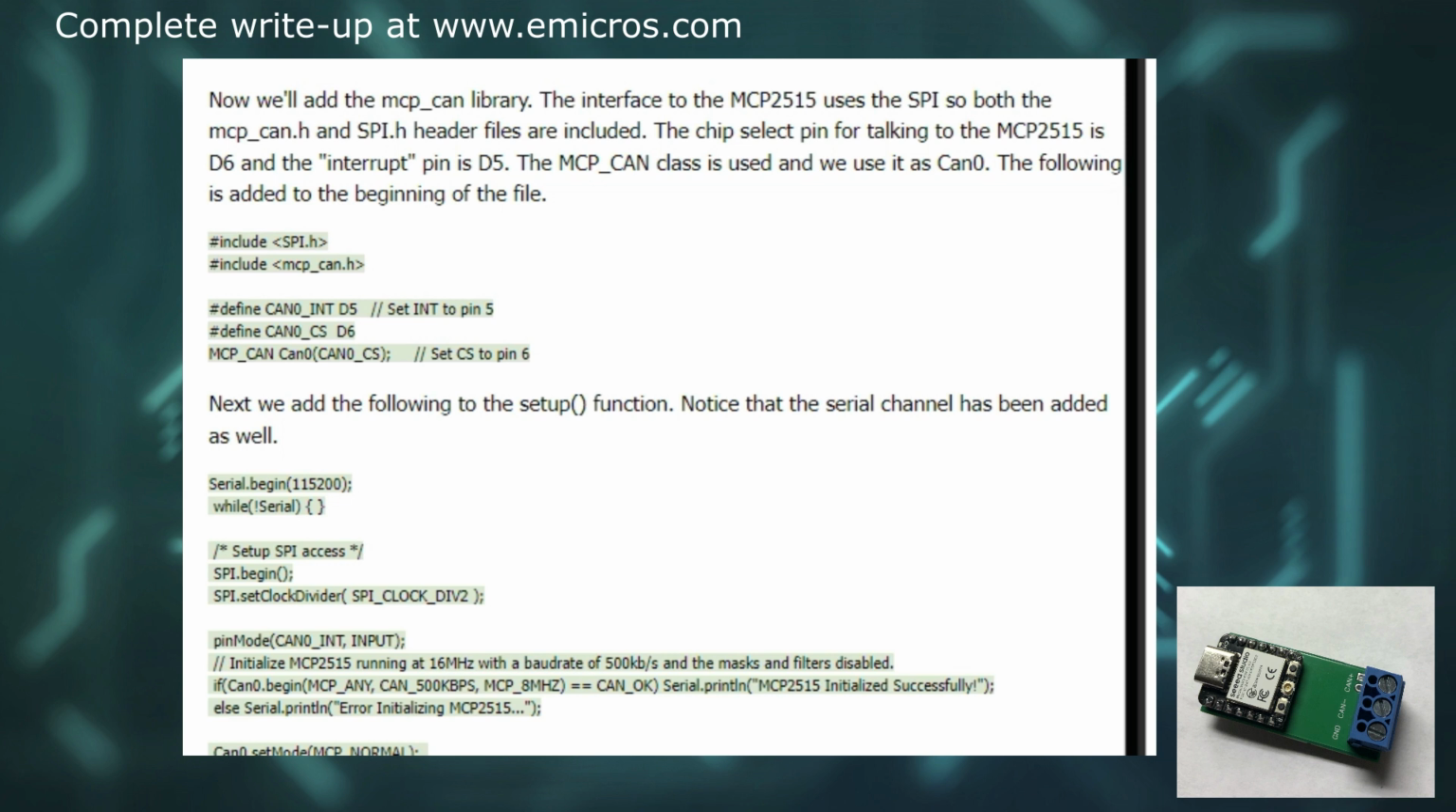Now we'll add the MCP CAN library. The interface to the MCP2515 uses a SPI, so both the MCP_CAN.h and SPI.h header files are included. Those are shown here. The chip select pin for talking to the MCP2515 is D6, and the interrupt pin is D5. The MCP_CAN class is used, and we can use it as CAN0. The following is added to the beginning of the file.